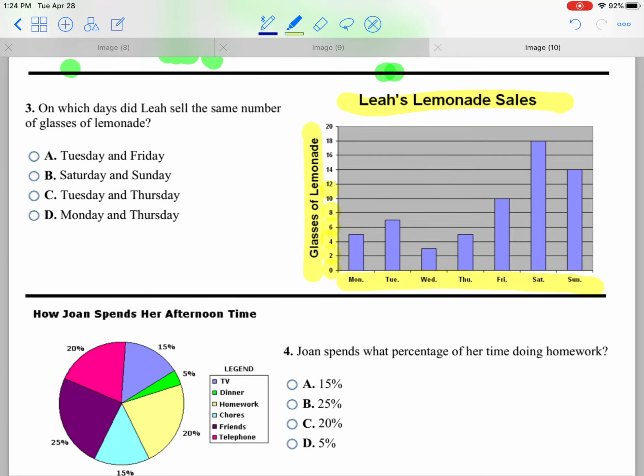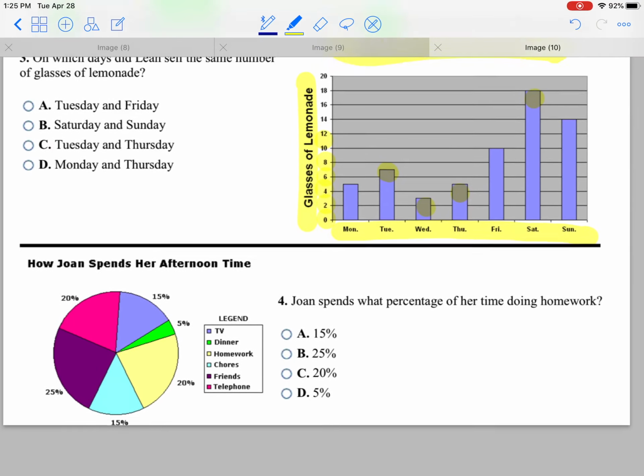And you can see it looks like, Monday she had some, and then Tuesday she sold more. Wednesday she sold fewer, a few more on Thursday. And the day that she sold the most was on Saturday. So you're going to look back and you're going to see on which day did Leah sell the same number of glasses of lemonade. So which one is the bar the same number?